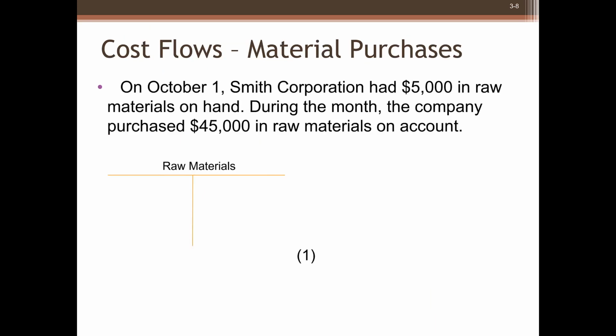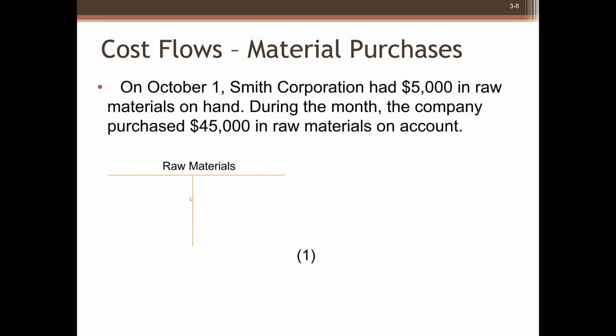Let's take a look at a specific example here. On October 1st, Smith Corporation had 5,000 in raw materials on hand. During the month, the company purchased 45,000 in raw materials on account. On account is a typical term in accounting, which means there's no cash involved, no cash paid, no cash received. So here, the company purchased 45,000 in raw materials, but did not pay cash yet.